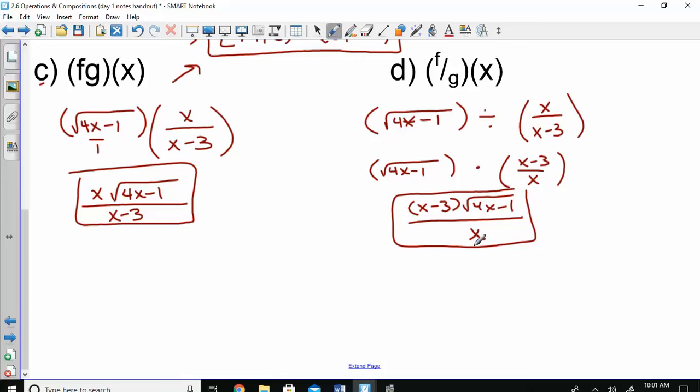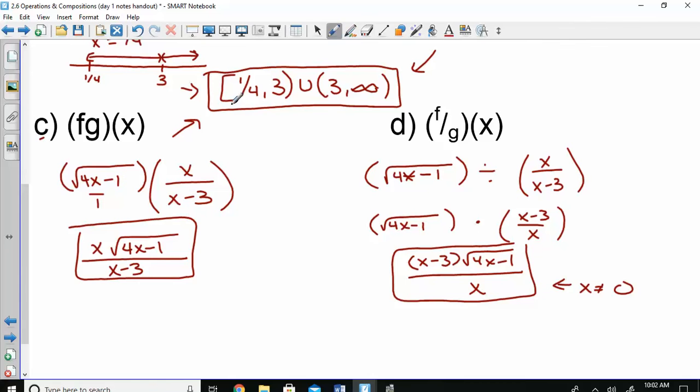Domain is the same as the other three, except we have to make sure the denominator isn't 0. If I'm looking at this final one, what can x not equal? 0. Okay, if you are starting at 1/4, do you have to worry about x equaling 0? No. So this one, my domain turned out to be the same as the other three. So the division is the only one that might have a different domain. You just have to look at it and see. You're just looking at the denominator.